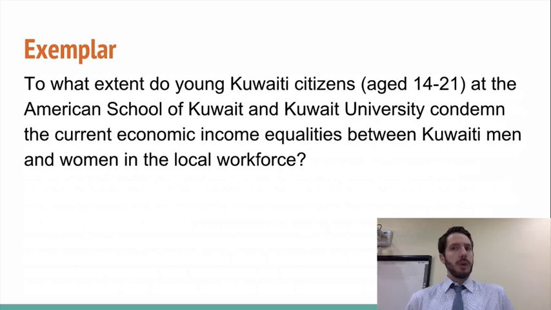Scope, age 14 to 21. I would need some sort of justification for why that age group is appropriate, because that might be a little bit too big. That's a lot of ages, 14 to 21. Can you feasibly get an answer from everyone in that age group? I would just need some justification there. Looks like a high school and a university. I think that would be appropriate as long as you think you can fully answer that question from two institutions instead of one. And economic income inequalities between Kuwaiti men and women in the local workforce, I don't see any issues there. So I think the scope is appropriate.